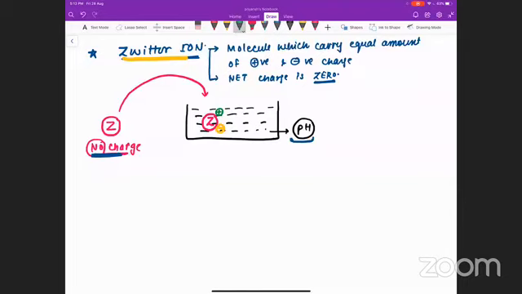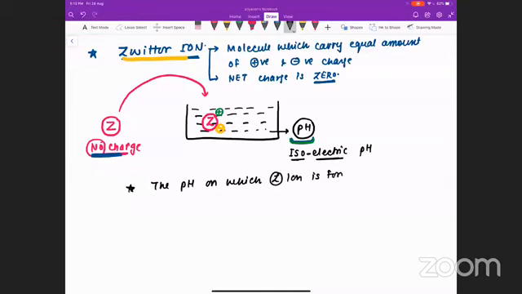The point is, the pH where the Zwitter ion is formed is called as isoelectric pH. Iso means equal. At this pH, we are going to generate equal amount of electrical charge. Isoelectric pH, the pH on which Zwitter ion is formed is called as isoelectric pH.